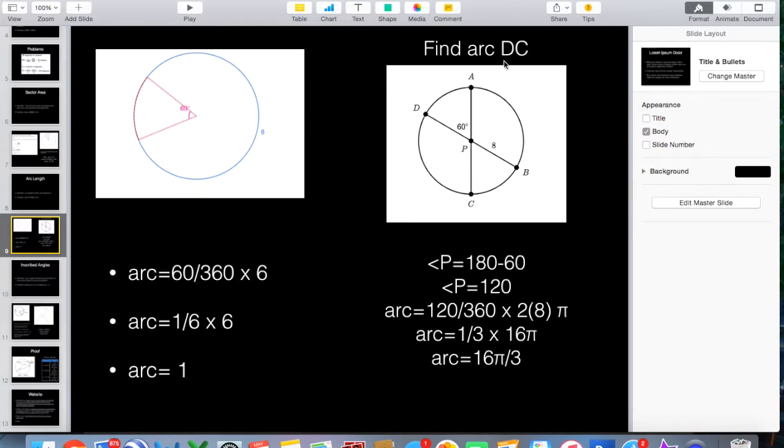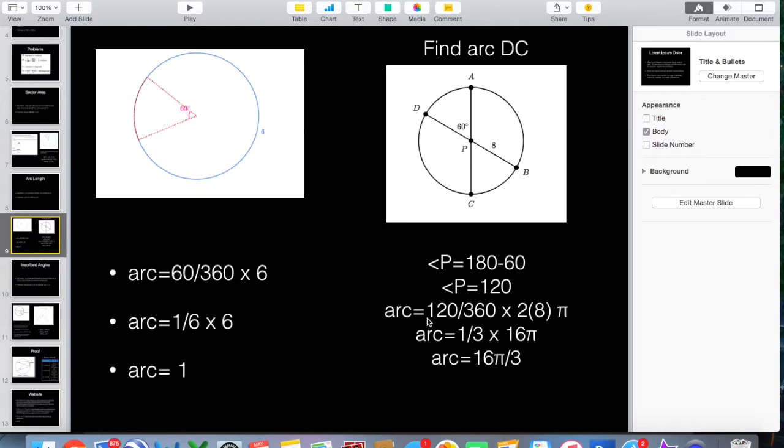So find arc DC. Now, because we don't know the angle of P, we would have to find it. And because I see A and C is half of the circle, we know that half of the circle is equal to 180. And because we know this part, we would have to subtract it from 180. So we did it here, and it would equal 120.